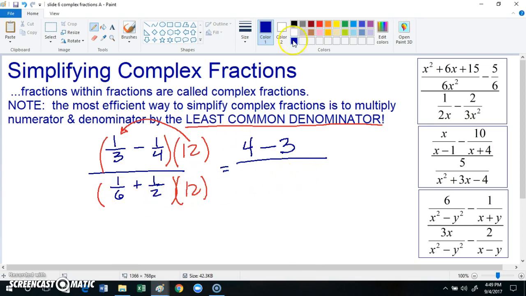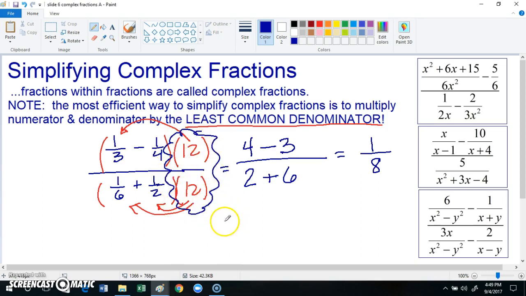Let's do the same in the denominator. Let's multiply 1/6 by 12 and 1/2 by 12. So 1/6 of 12 is 2. 1/2 of 12 is 6. And what do we have? We have a simple fraction. 4 minus 3 is 1, over 2 plus 6 is 8. Done. I've eliminated fractions within fractions by multiplying by 1 in the form of the LCD over the LCD.